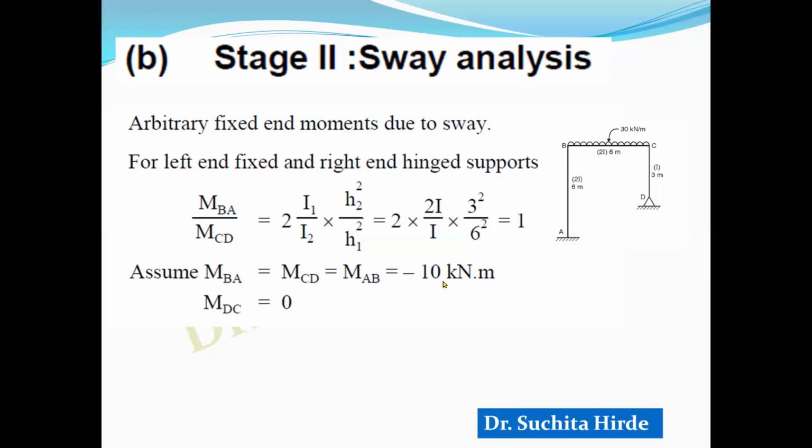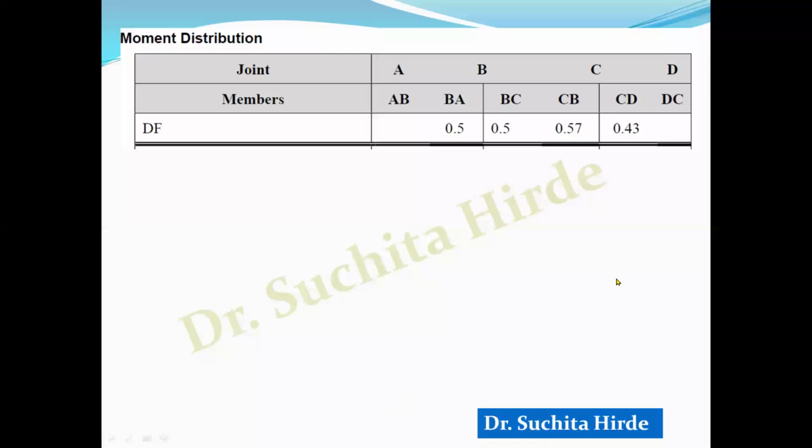It is an approximate moment. Now where are we going to write this moment? It is to be written for columns only. For column AB because it is fixed end, for BA because it is continuous end, for CD, but there will not be moment for DC. So for all these moments we have to write minus 10. So let us write the distribution chart.